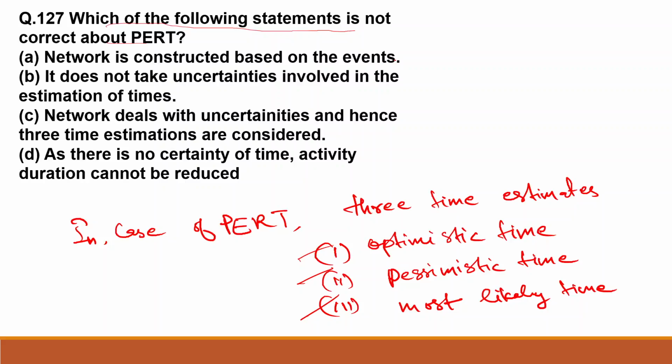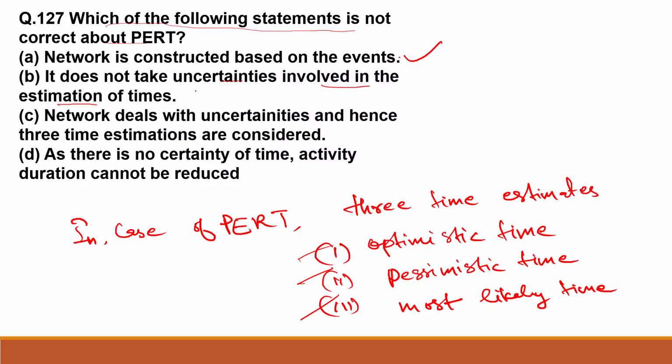First, network is constructed based on the events. This point is right. Here the question is asking which one is not correct about PERT. It does not take uncertainties involved in the estimation of time into account. This point is wrong, because by knowing the uncertainties we can calculate the average expected time.